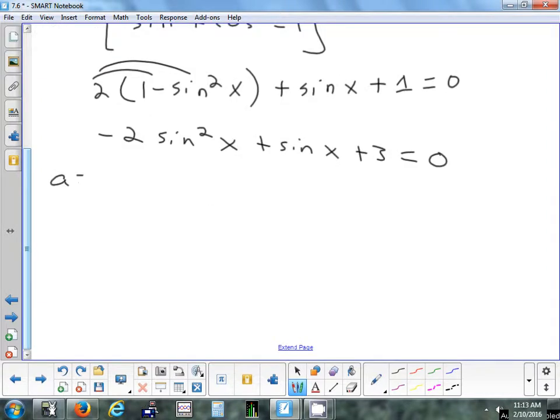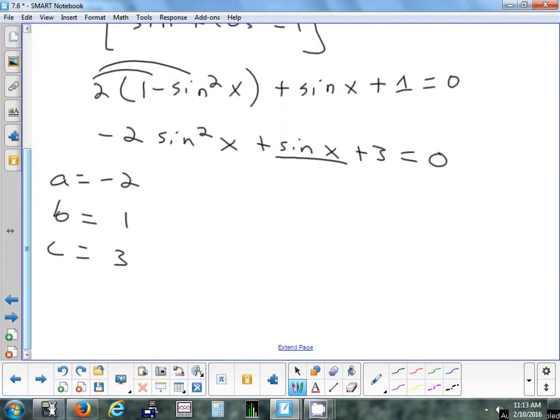So in this case, what's A? Negative 2. B is 1, C is 3. So just go through the quadratic formula really quick and find out what our two solutions come out to. And then keep in mind we're not solving for x. We're solving for sine x. Where did the 3 come from? We did 2 times 1 and then plus 1. Oh, okay. So we just distributed and combined like terms.